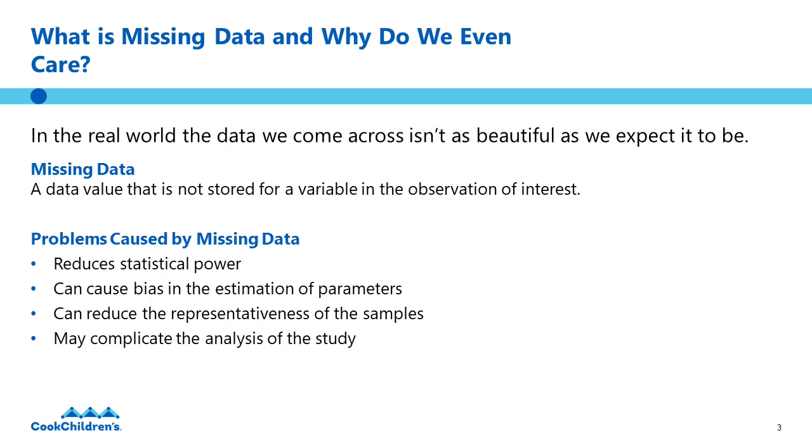So missing data is defined as a data value that is not stored for a variable in the observation of interest. This can cause problems, like I said, with reducing statistical power. It can bias your estimation of parameters, can reduce the representativeness of the samples, and it may significantly complicate the analysis of the study.